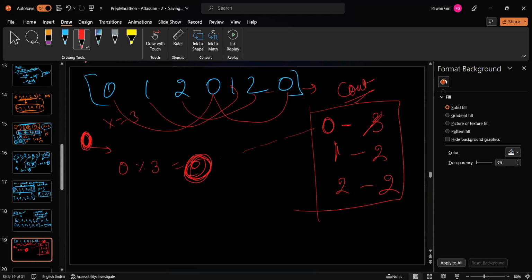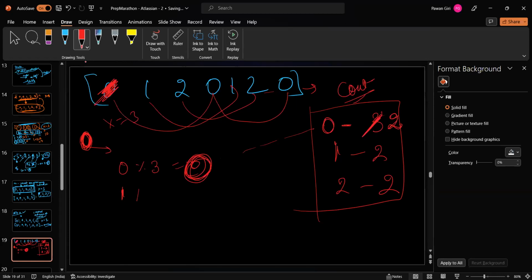So I'll decrement the count of this, and the count will go down to 2. I have utilized one of these zeros for getting this element 0. Once I'm done with this, I go to the next value because I can get 0. Now I'll check if I can get 1 or not.